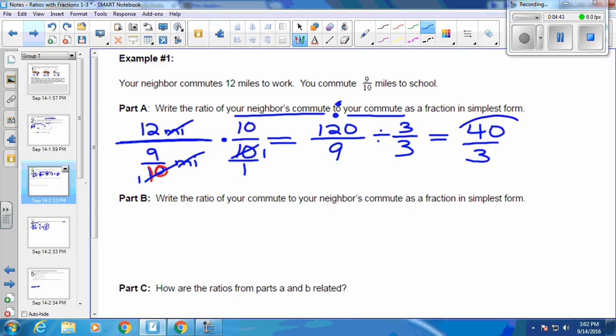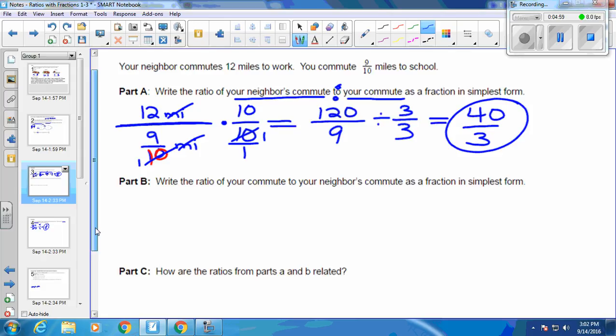Leave your answer as an improper fraction. This goes against what we normally do in 7th grade, but because they want it to be a ratio as our final answer, it does have to be a comparison of two numbers, so we're going to go ahead and just leave it as a fraction. Part B is very similar to Part A.